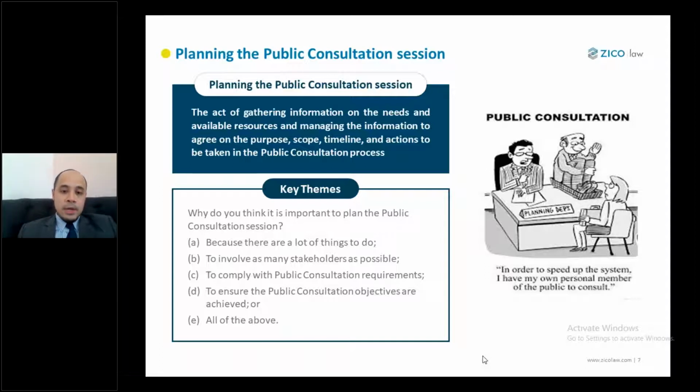Now, another point to consider in planning the public consultation session is that you may have public consultation requirements that you need to comply with. If you look at the best practice regulation handbook, there's a checklist of information that you need to provide for RIA purposes on how your consultation was conducted. For example, you would need to state who was consulted, how they were consulted, did you provide them information, and so on.